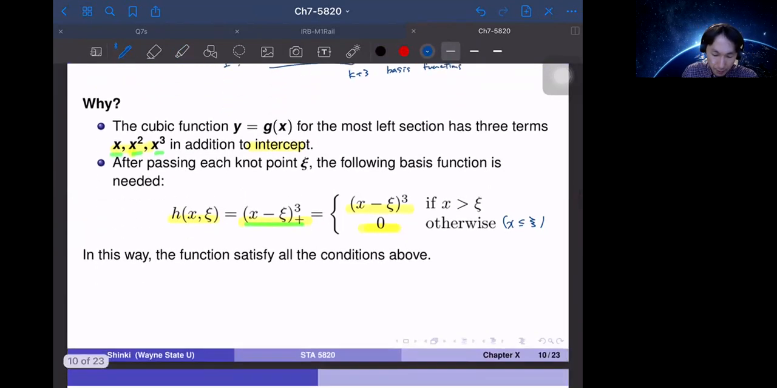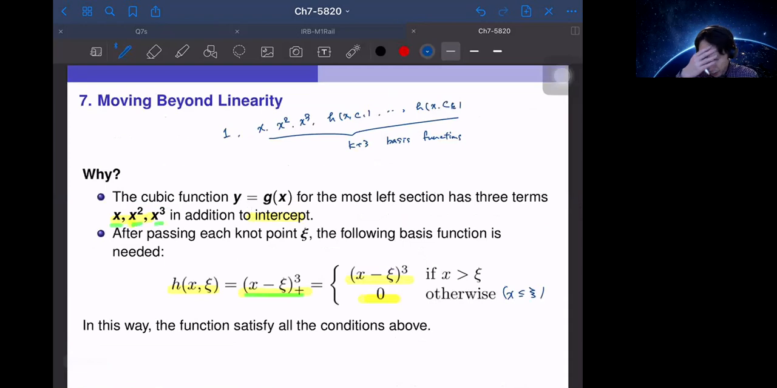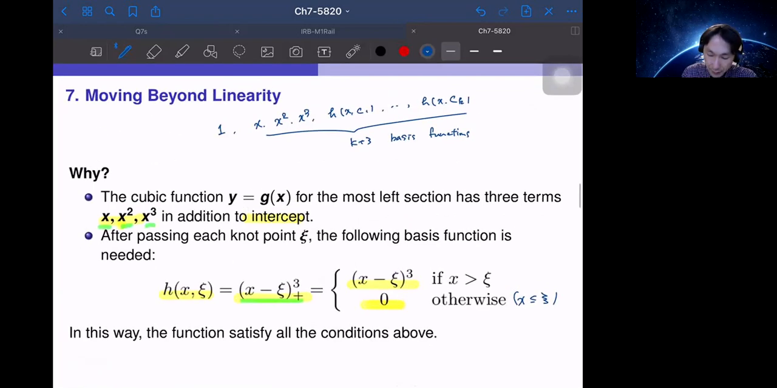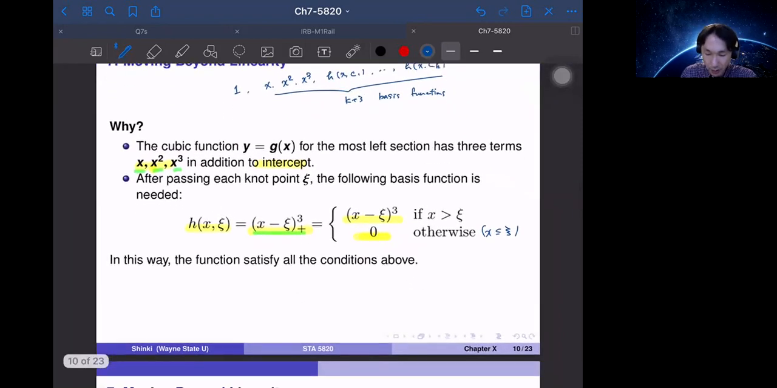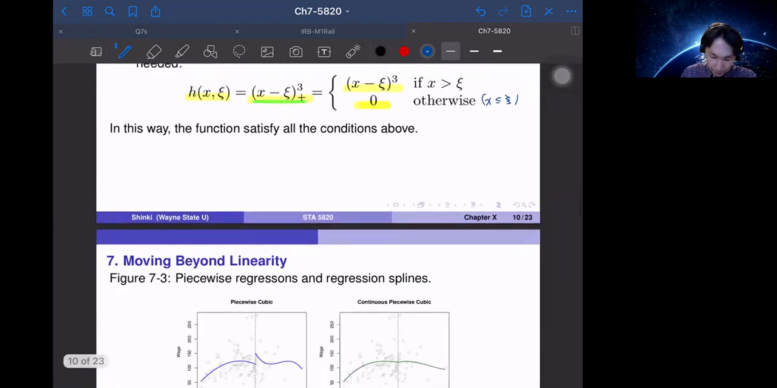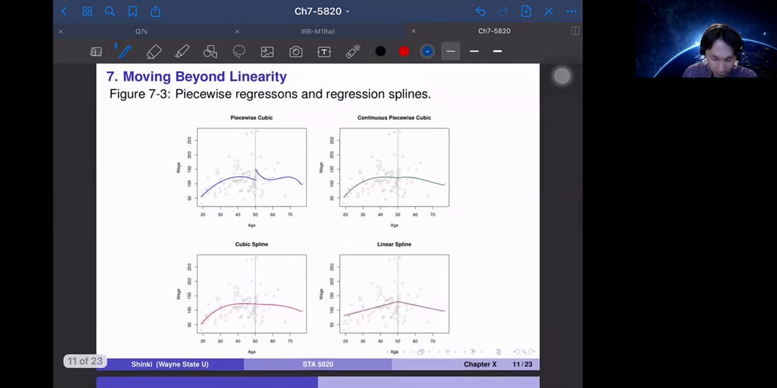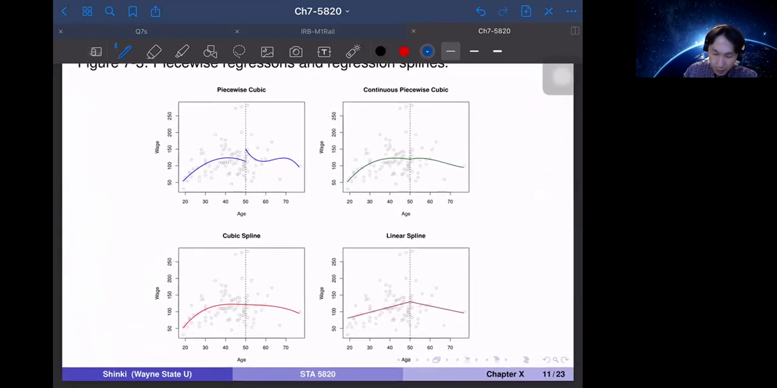So that is the regression spline. It's the same as fitting the linear basis function with k plus 3 specific basis functions. This illustrates the situation of the spline: a cubic spline with one knot. The knot is the dotted line here. This is a cubic curve, and this is also a cubic curve, but it's continuous and has the same derivative and the same second derivative at this point.